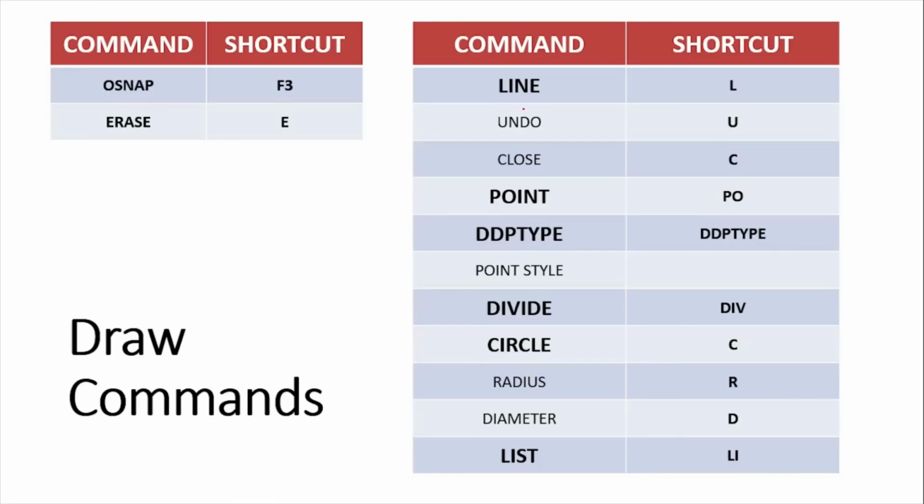So we have here the line, the undo close, we have here the point, we have here the DDPTYPE to identify certain styles of the point, the divide, the circle, which we could create through radius, diameter. We could identify and create circle through 3 points, 2 points, and the tangent, and identify the object using list. So Osnap, another command that can be used to create a certain object by identifying the endpoint, midpoint, and others, and also to delete certain objects, we could use erase.